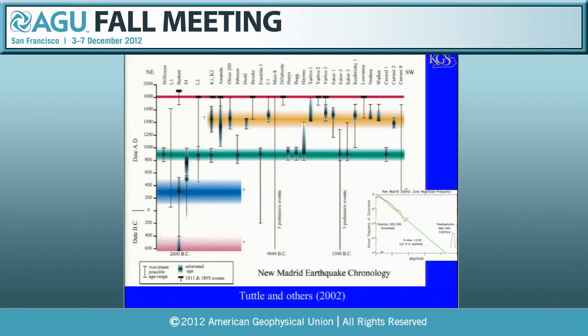Now take a look at the paleoliquefaction. I think this is really where they make a big difference. This is the Tuttle and others 2002 publication. If you look at their dates, there is really large uncertainty, particularly for this event. The dates are all over the place.